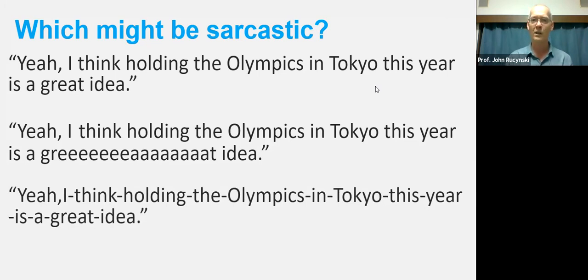So one is sincere. Two, as someone said, you're exaggerating the elongated vowels. So this is showing that the person is against holding the Olympics. And the last one, as the dashes show, is just a very flat intonation. So two and three especially would be sarcastic. Maybe they should all be sarcastic.